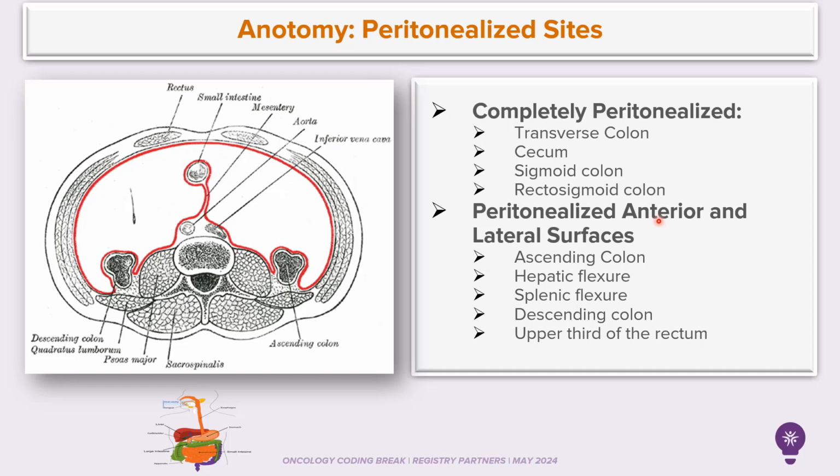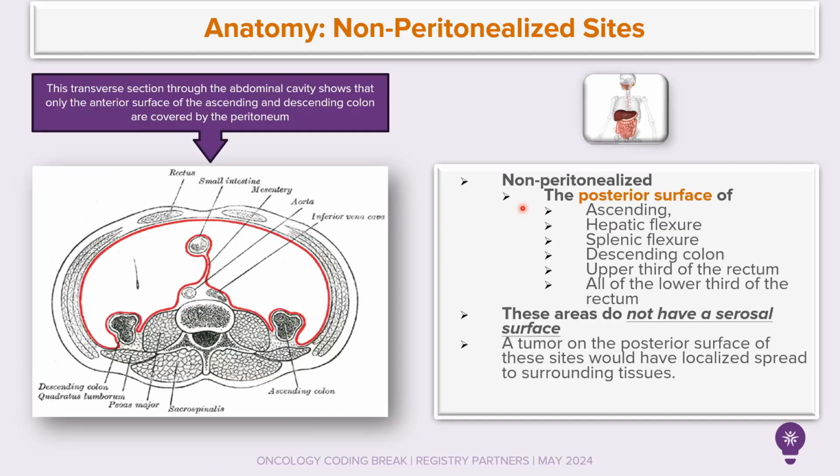The cecum is as well, and then as we get down to the sigmoid and the rectosigmoid colon, what is not peritonealized is going to be the posterior surface. They do not have a serosal surface, and so if there's a tumor that is going to get into this pericolorectal tissue, then that is going to be localized spread, so the EOD is going to be different for these.